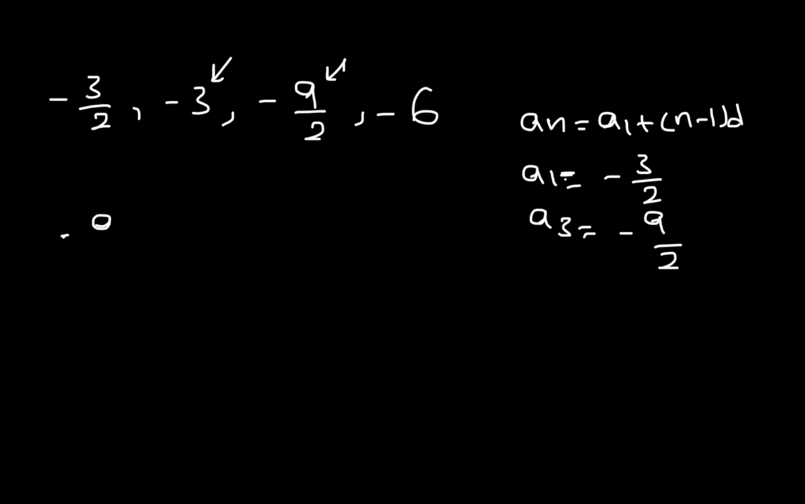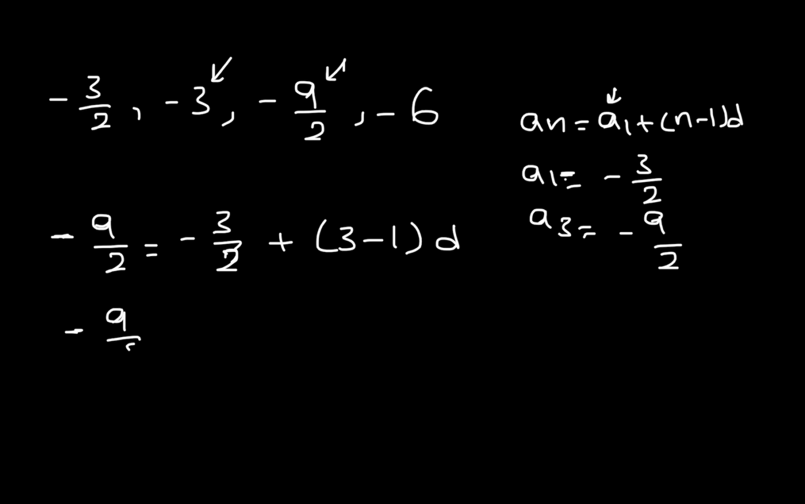So negative 9 over 2 is equal to the first value, which is negative 3 over 2, plus 3 take away 1 multiplied by the difference. Let's say we are solving for the difference. And if we do the algebra behind this, negative 9 over 2 plus 3 over 2 equals 2d.